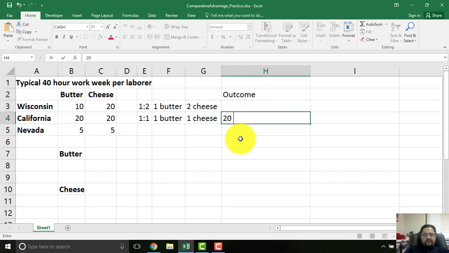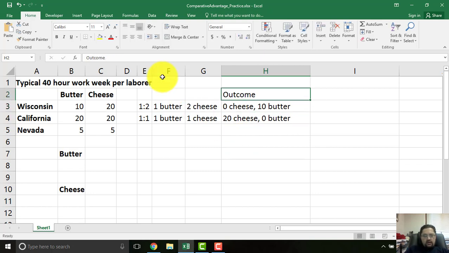They'd produce 20 units of cheese, 0 butter. What this would then do is say Wisconsin produced 10 butter and 0 cheese. Okay, so maybe a better way, 0 cheese, 10 butter. So that's outcome, let's say, 1.